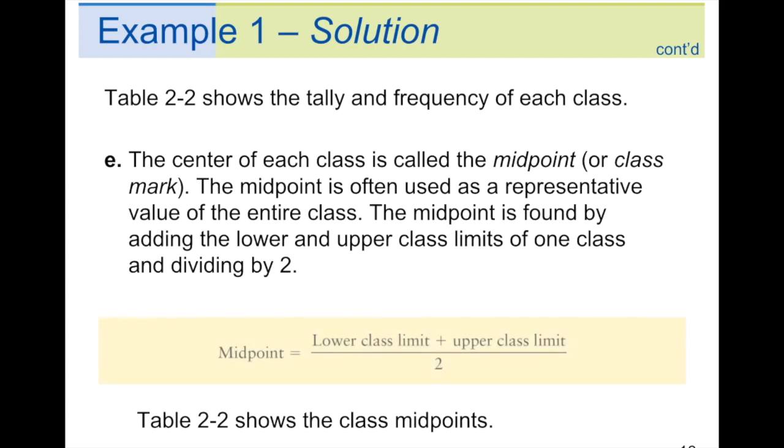So for one of them, the lower class limit was 1 and the upper class limit was 8. 1 plus 8 is 9. 9 divided by 2 is 4.5. So the midpoint, as you would have seen, is 4.5.